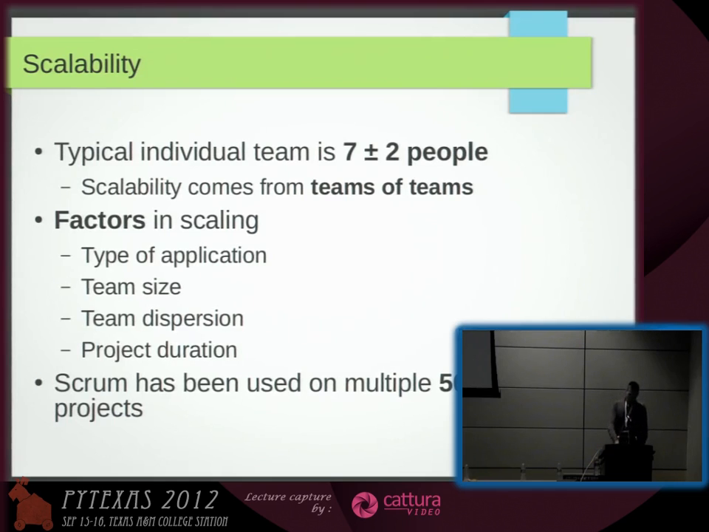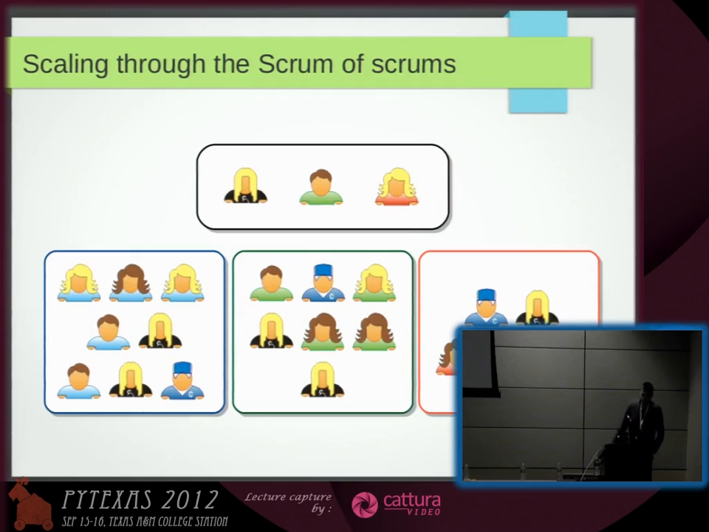A few things on scalability. We mentioned that the typical team is up to 9 people. So scalability comes from doing teams of teams, or Scrum of Scrums. It really depends on various things, but the idea is that you can pick representatives from, let's say, 3 teams, and then the top level group is doing their Scrums and the bottom level is doing the actual implementation.